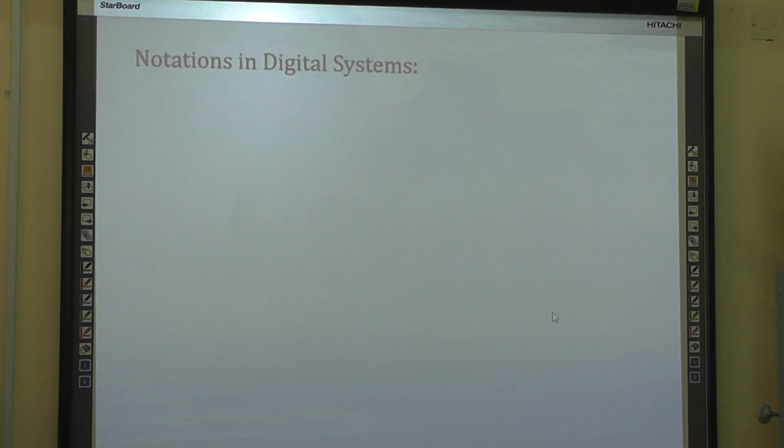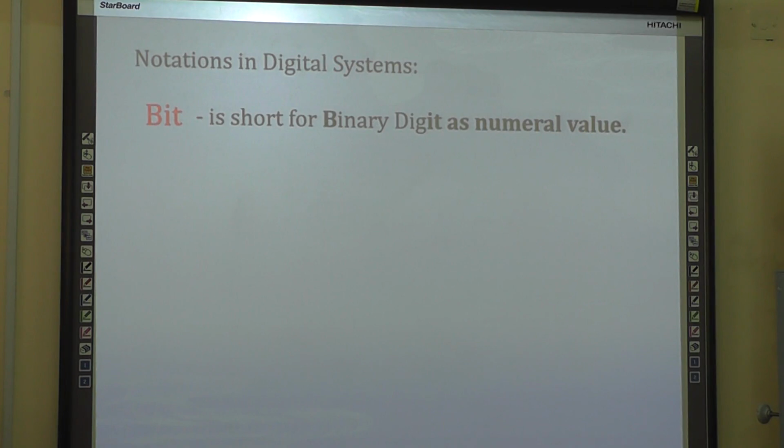There are notations in the digital system. The bit is short for binary digit, a numeral value. That's why it is a bit: it's either 1 or 0. 4 bits we call a nibble. If there are 8 bits, that is equivalent to 1 byte. So 8 bits are equivalent to 1 byte.